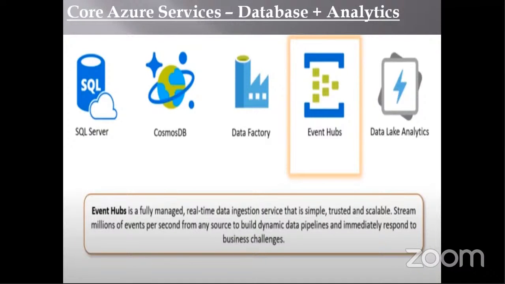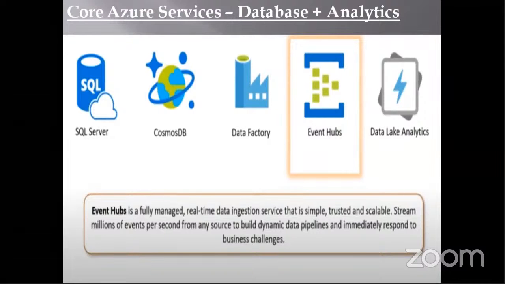Suppose you have multiple sources, we will set some kind of rule: the data which is coming from the source has to go to a particular service. Let us assume the data is coming from social media. Event Hubs will be connected to the multiple sources, so the data coming from social media will go to a particular service or particular column.